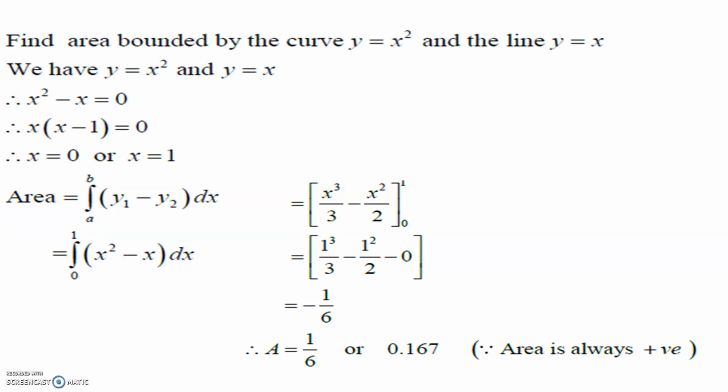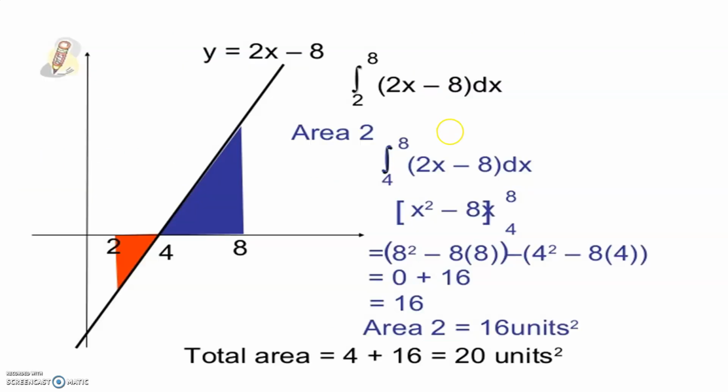We have to define this diagram. Y is equal to 2x minus 8 is given. Lower limit 2, upper limit 8, 2x minus 8 dx is given. What is the area we have to find? Only the area we have to find.